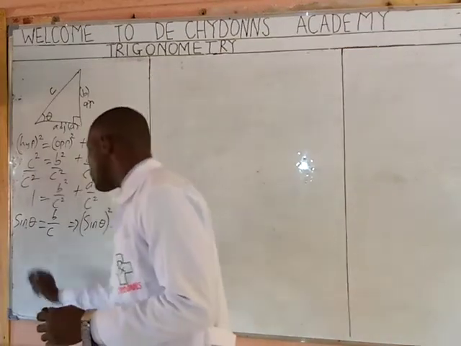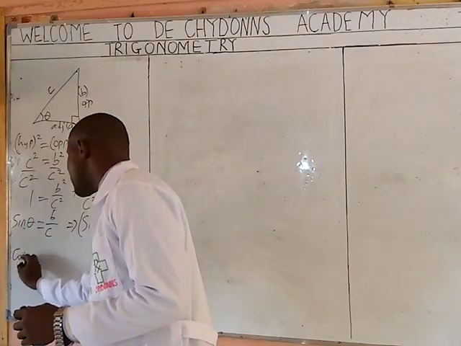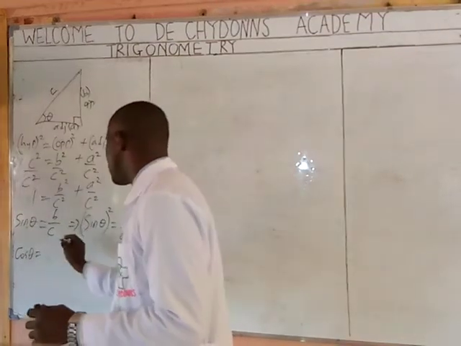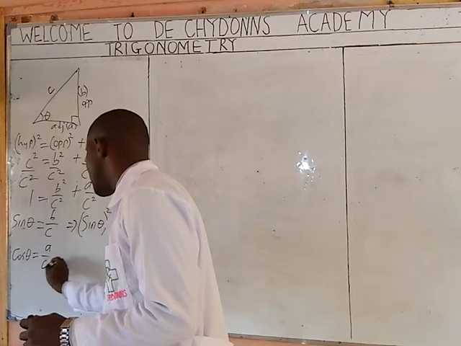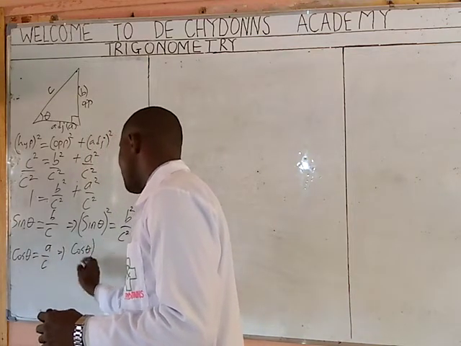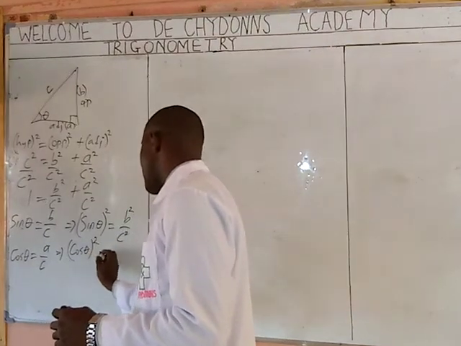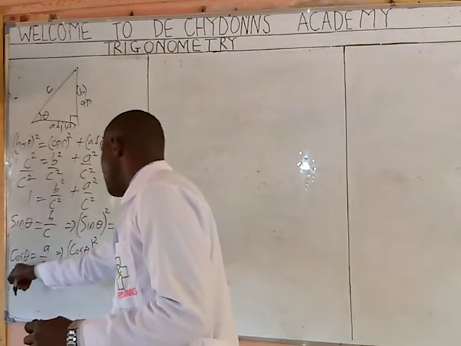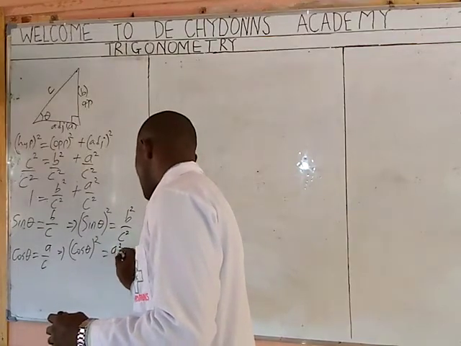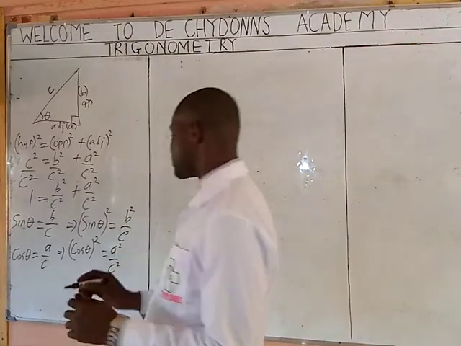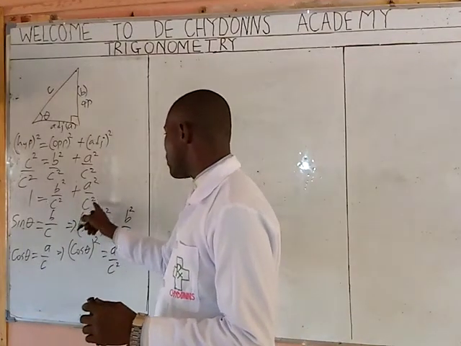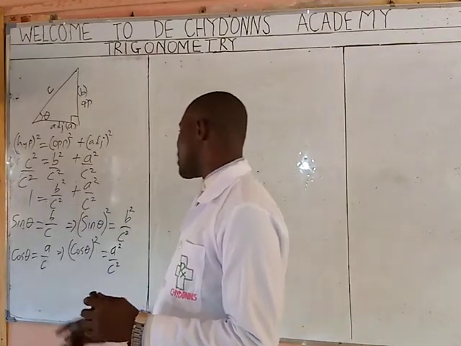Then we say, what is cos theta? Cos theta equals adjacent over hypotenuse, A over C. That means if you square cos theta, cos squared theta equals A squared over C squared. Do you notice that we have A squared over C squared and B squared over C squared here?